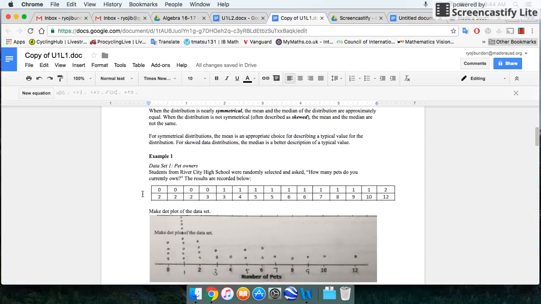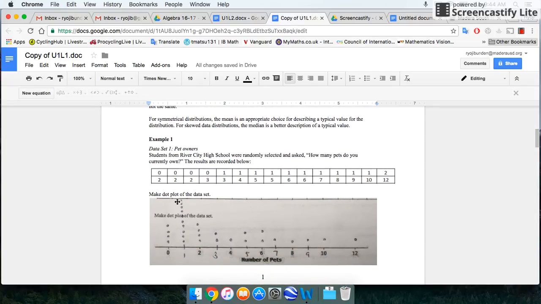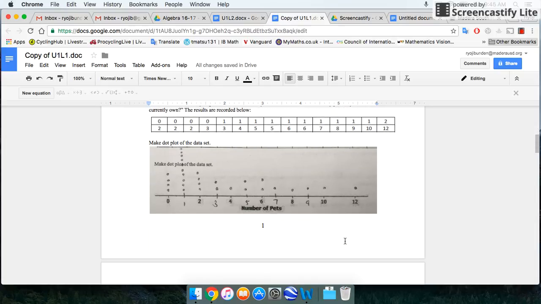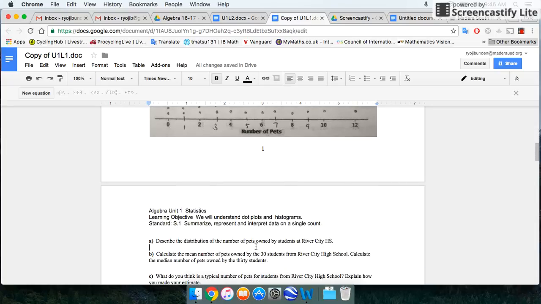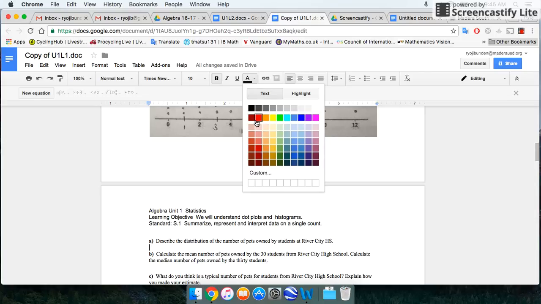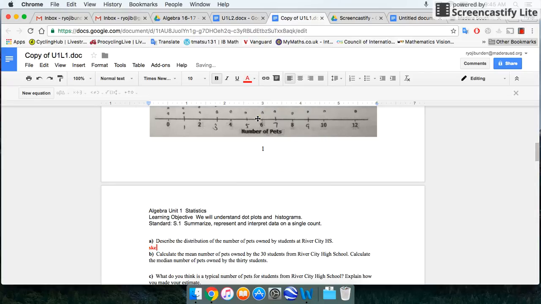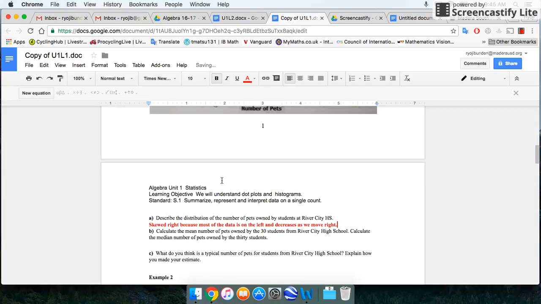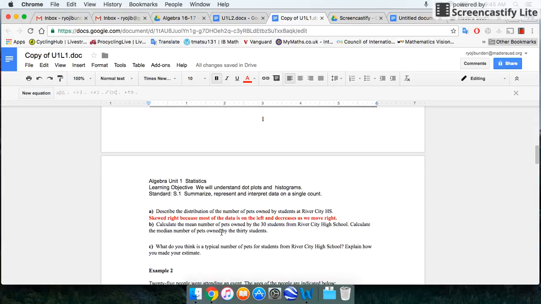So most of the data is on the left-hand side, and it starts to decrease as we move to the right. So this, let me change the font color for you, is skewed right, because most of the data is on the left and decreases as we move right.